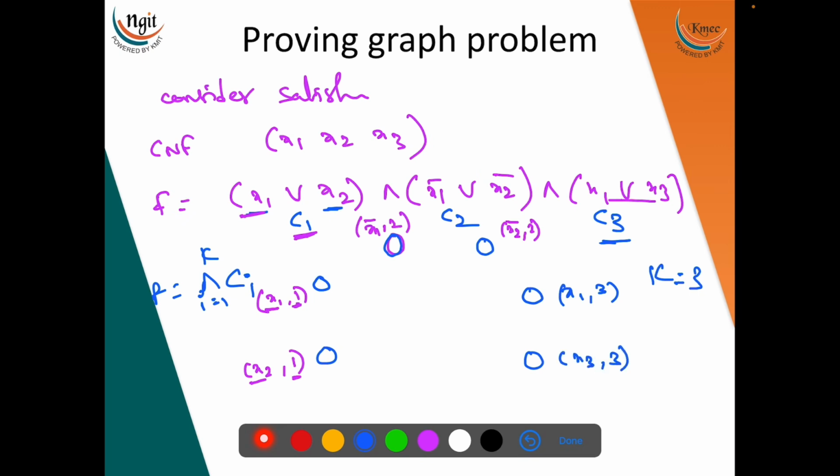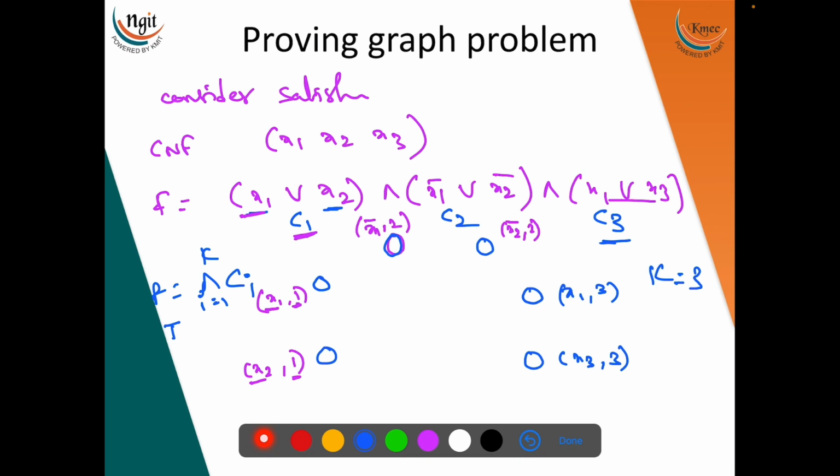Fine. Now what I'm going to do is, can I make an edge between x1 and x1 dash? Yes or no? The reason is, if I take the x1 value as true, then x dash means what?